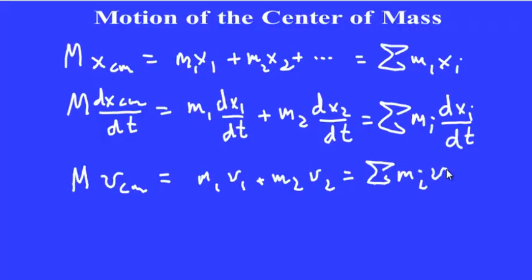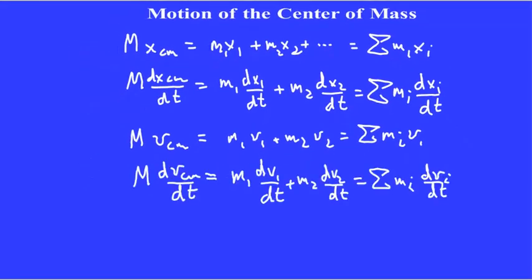Alright, and now we're going to turn around and do the same thing again, except we'll take another derivative with respect to time, or the second derivative of position. Let me pause and write that out. Okay, there you have it, the second derivative of position. But isn't dv/dt acceleration? So do you see that over here the summation is really m_i a_i?